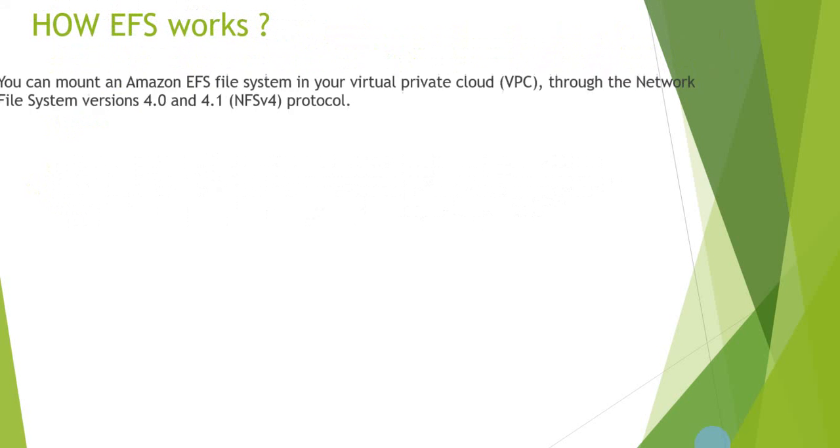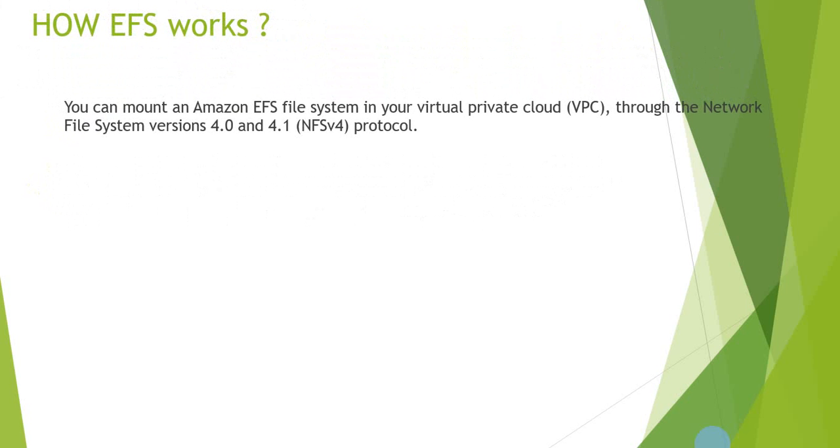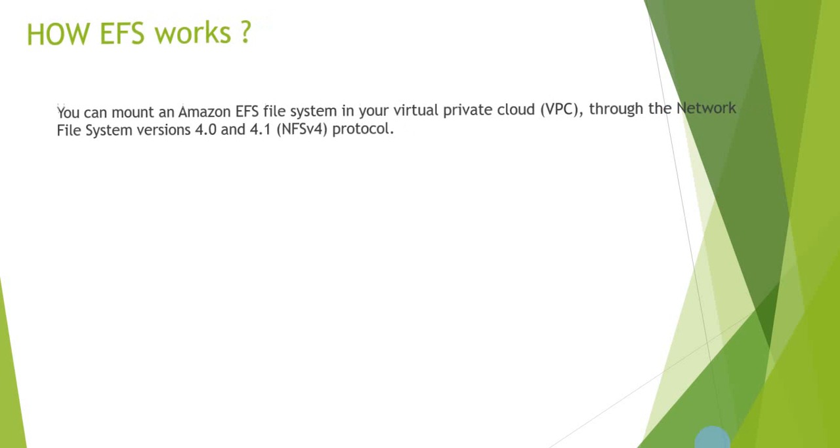And how it works: you can mount the Amazon Elastic File System in your virtual private cloud. If you have an isolated network, you can also connect the Elastic File System to it to make it secure. It supports the network file system protocol, NFS version 4.